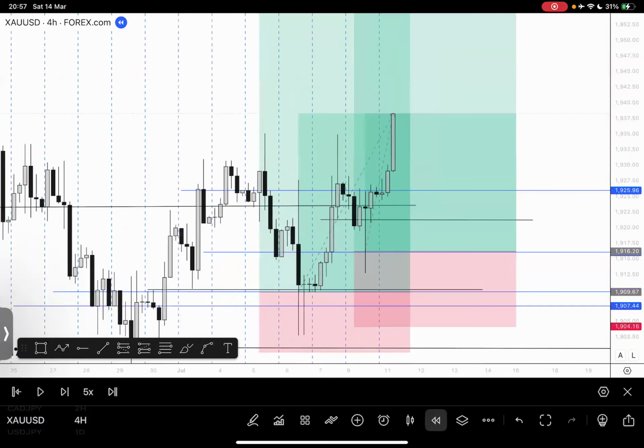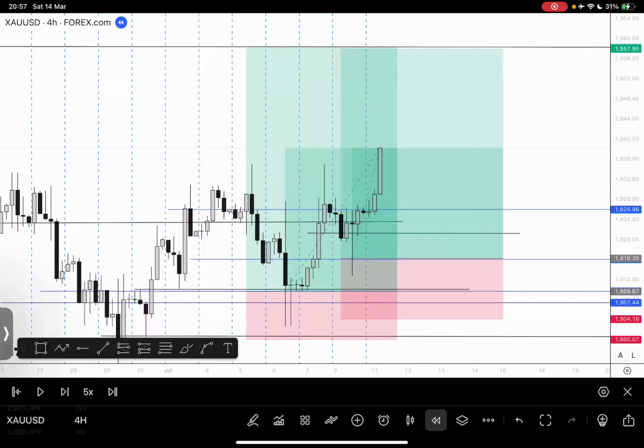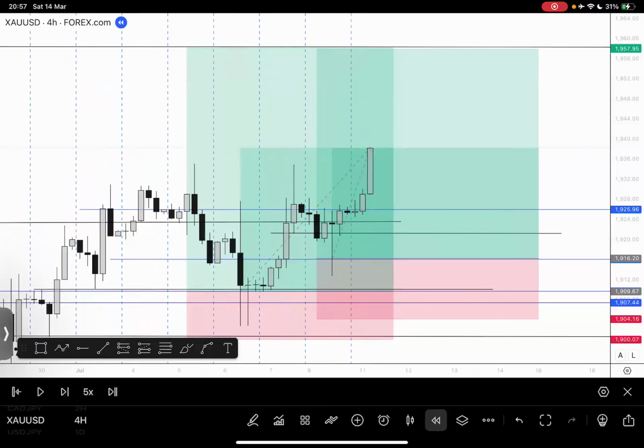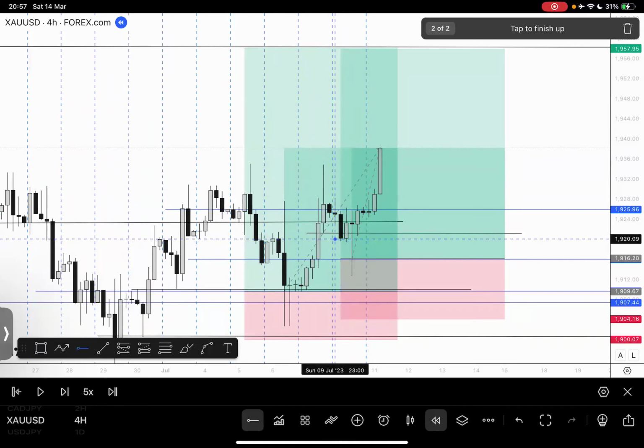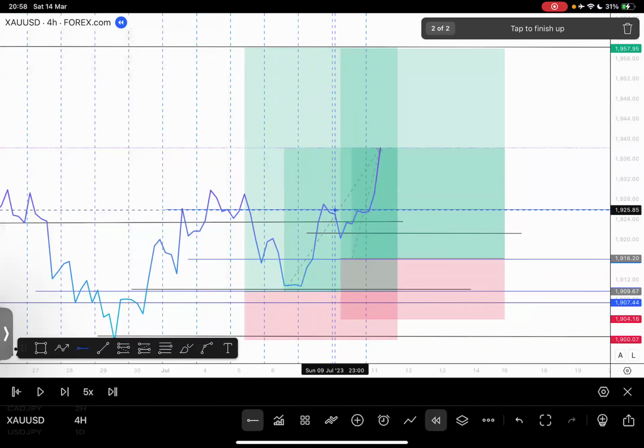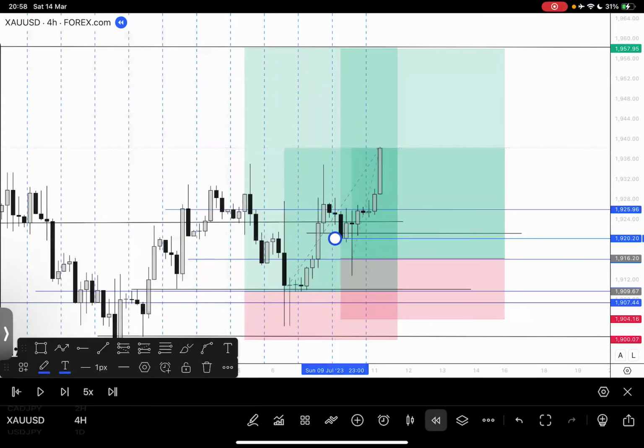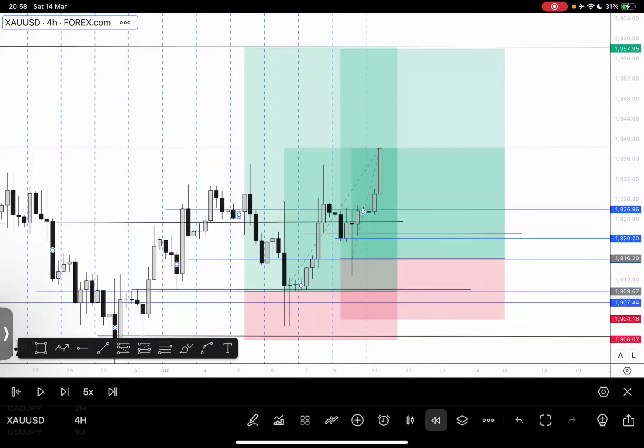Okay. Can we get a third entry? Let me see. Rejection, breakout to the upside. This will be my third entry. Let me see the line charts. This is my third entry, like that to come back, sure. That's my third entry. I'm using the Apex level now.